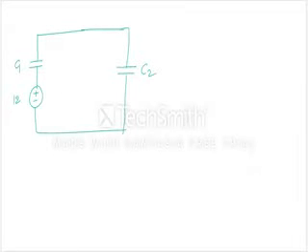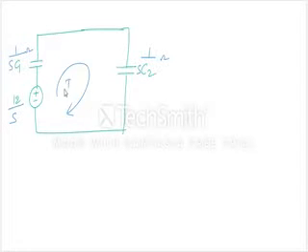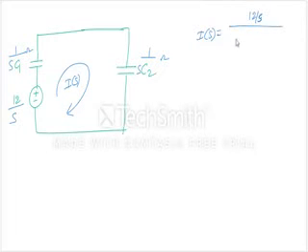So let us convert this into the Laplace domain. Then we have 1 by sC1 and 1 by sC2, in units of ohms like resistors, and a source of 12 by s. So this current I can call I of s. Dividing by the resistance, I of s is 12 by s divided by 1 by sC1 plus 1 by sC2. I can simplify this.